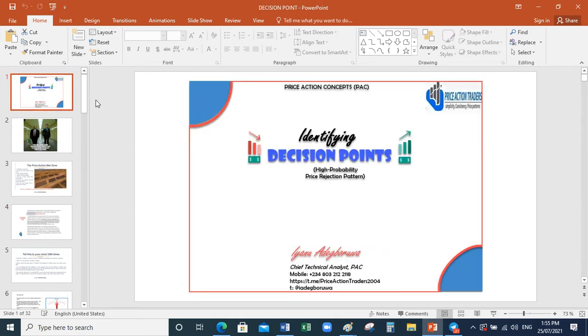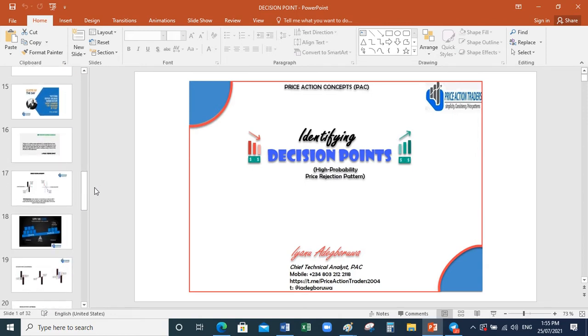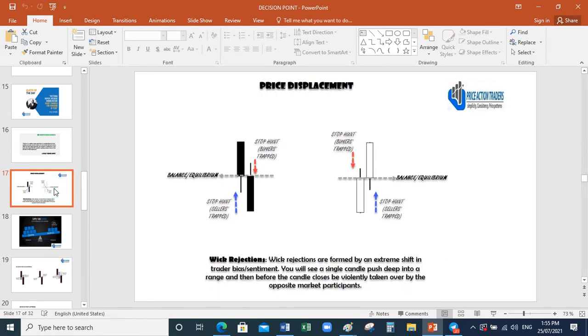I'll show you how the battle between two market participants evolves into this pattern. The battle line, which is the equilibrium zone, evolves into this point. So the equilibrium area is the decision point we are talking about. The decision point is where buyers and sellers are deciding where to go, whether to continue that journey or to give up to the opponent.